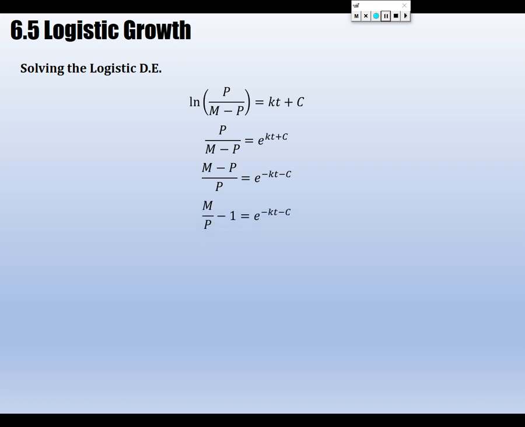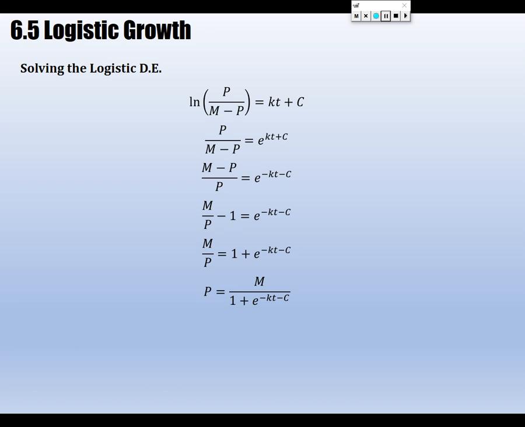Now, we can't do this up here, but now that we have it in this form, we can rewrite it as m over p minus 1. Now there's only one p in our equation. We'll add 1 on both sides. And now we'll multiply by p on both sides and divide by the right side. We have p now. This is long suffering, is it not?